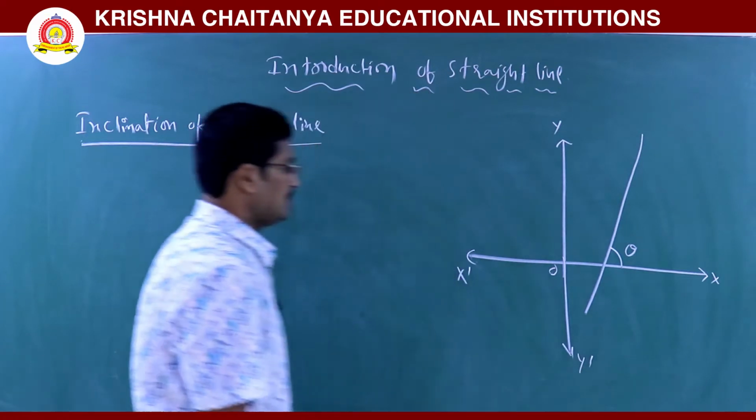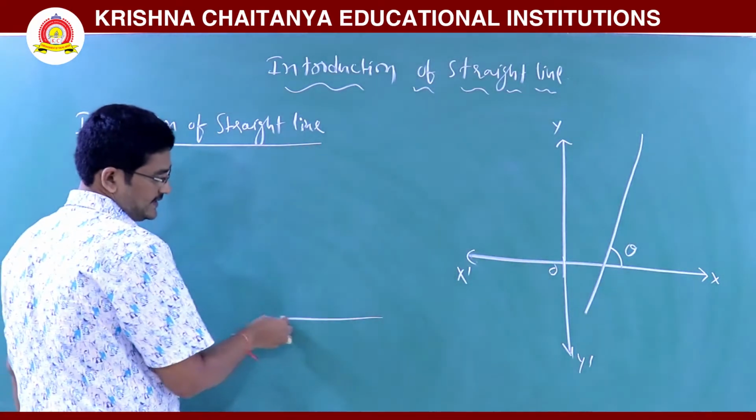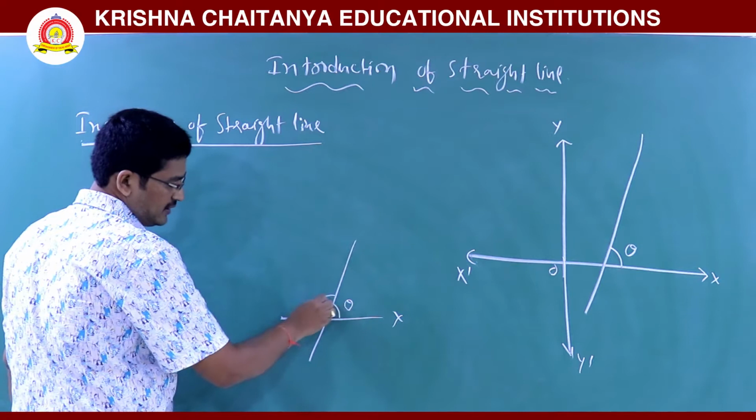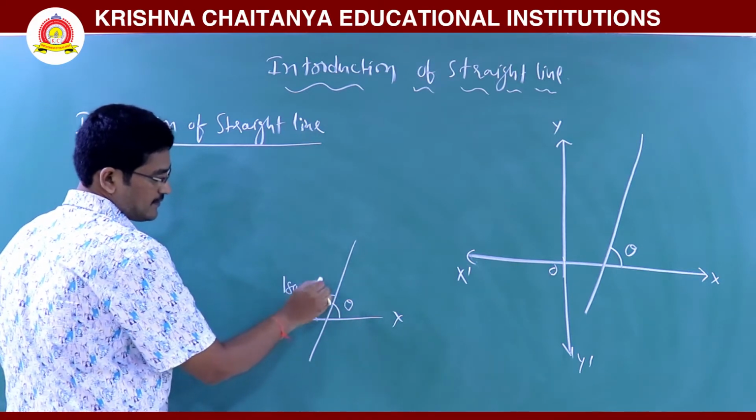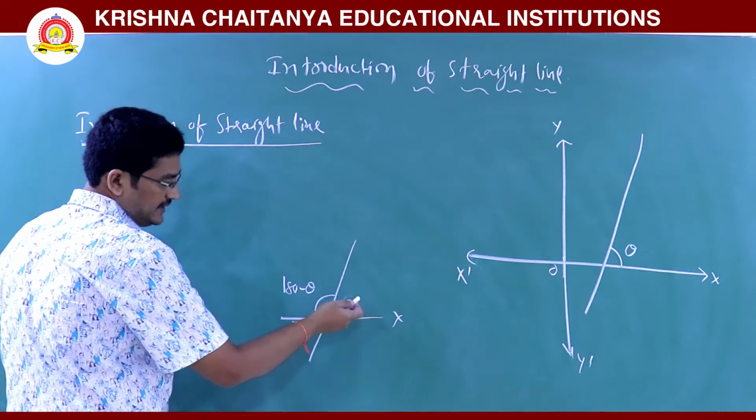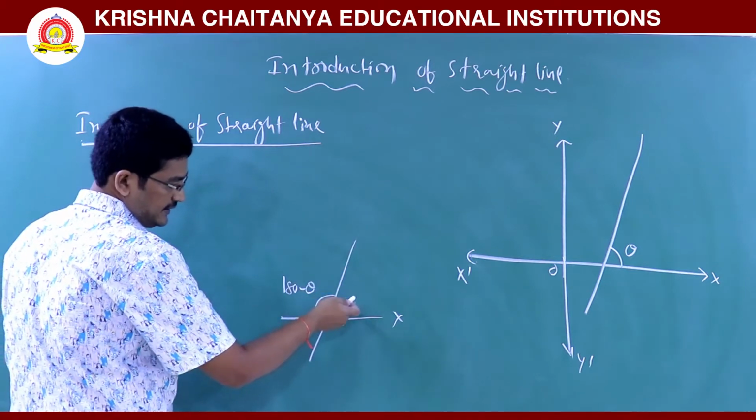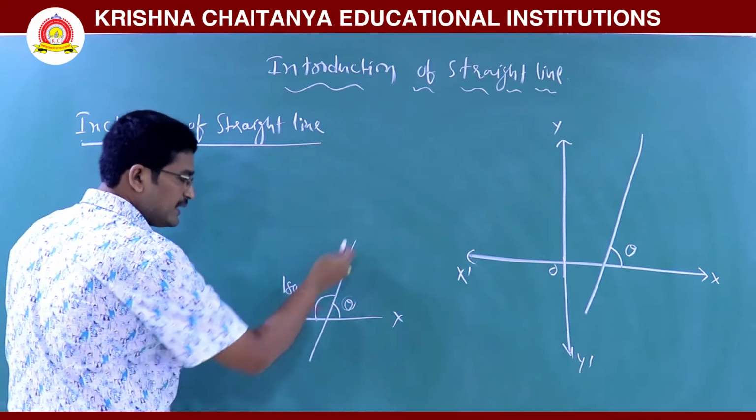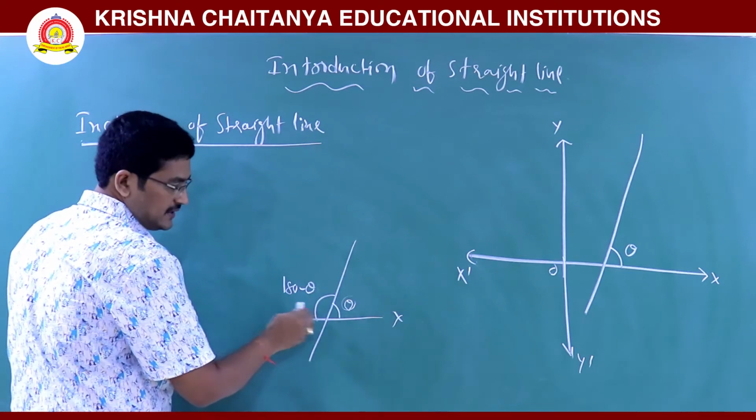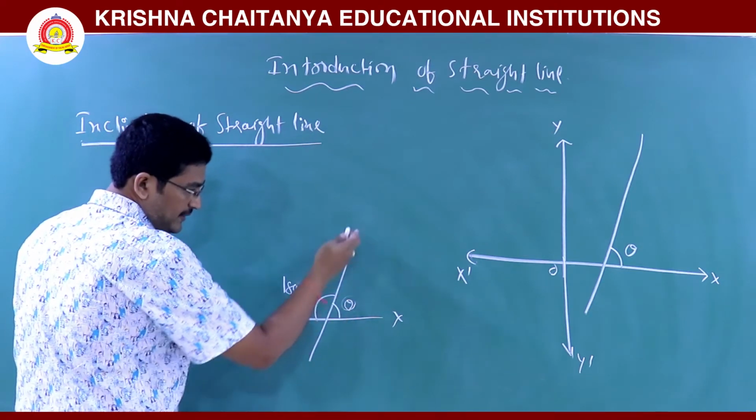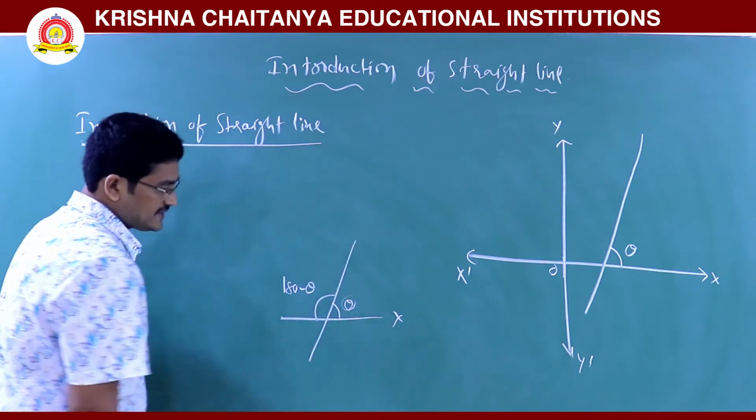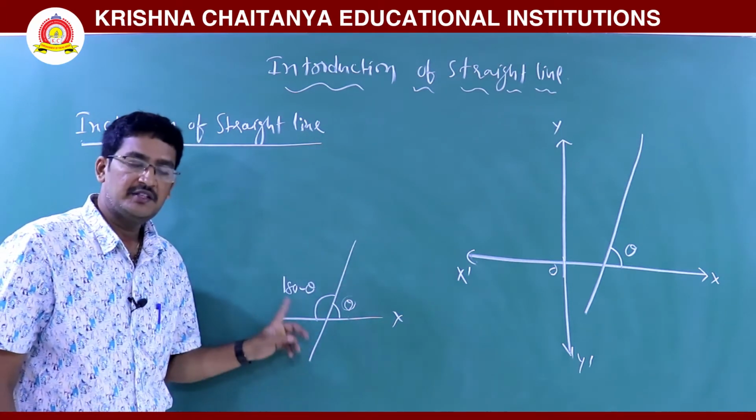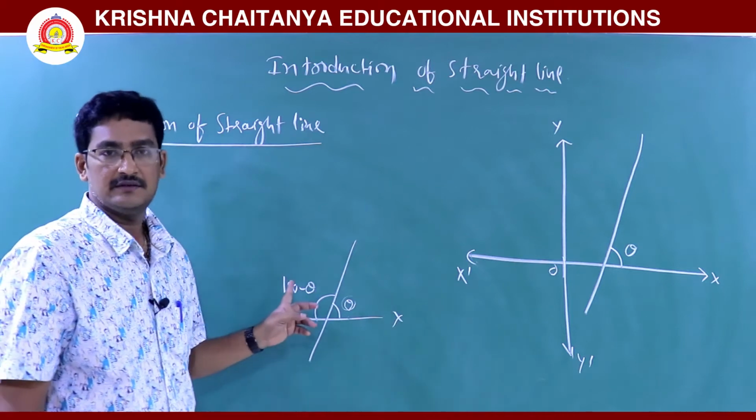That means, suppose you have to take a line like this. It is x-axis, suppose. This is the line. Suppose this line makes an angle theta here. Then what about this one? 180 minus theta. This theta is the angle made by this line with the positive direction of x-axis. But this 180 minus theta is made by the same line with the negative direction of x-axis. What is the angle made by this line with the positive direction of x-axis? That is theta. What is the angle made by the same line with the negative direction of x-axis? 180 minus theta. You have to remember.